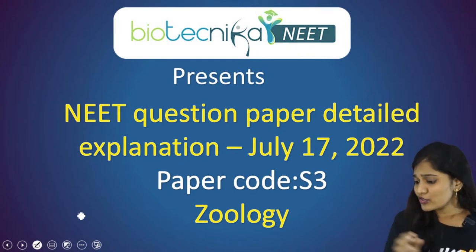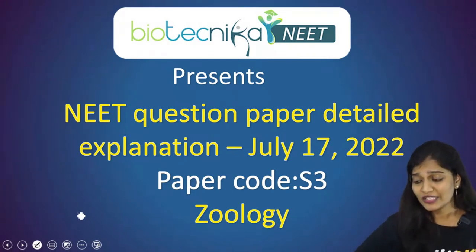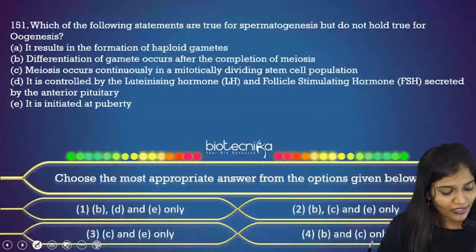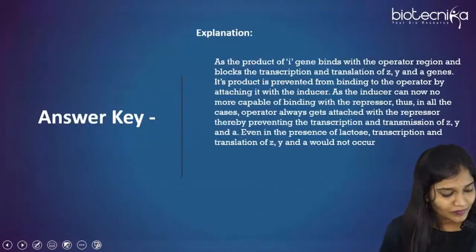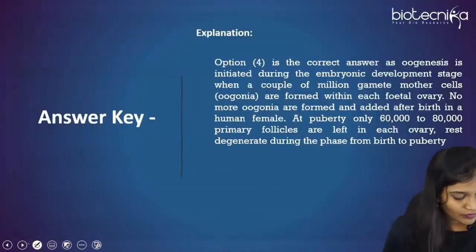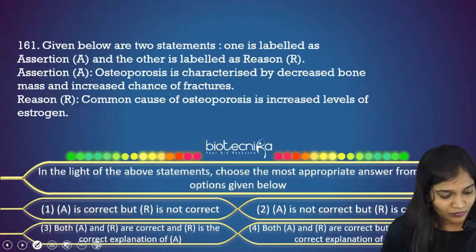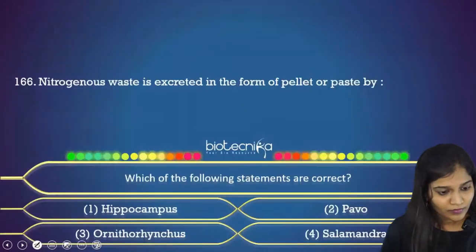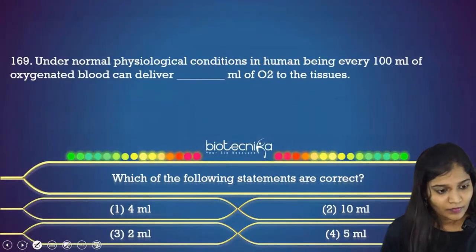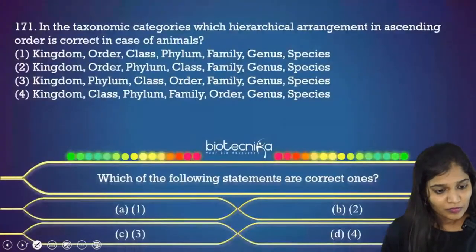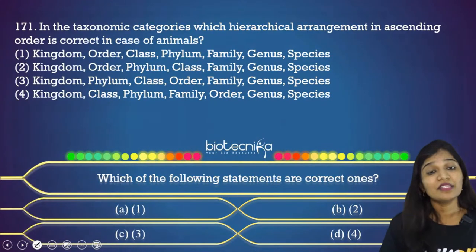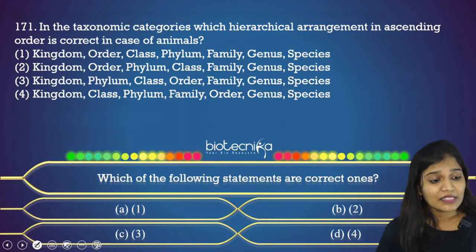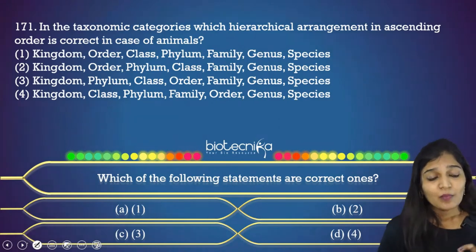Last class we discussed almost 20 questions, so the remaining questions we are going to deal with now. So let's proceed to the next questions. Okay, so till 170, this is the paper code S3. We have done till 170, so the rest of the questions we will deal with.